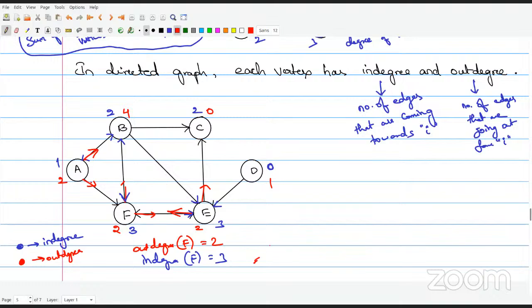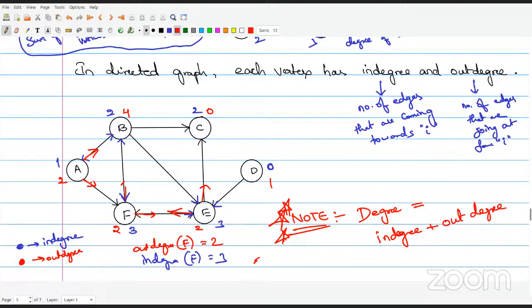Okay, so this is how we can compute in degrees and out degrees for a directed graph. And the most important thing: never ever say that degree of a vertex is equal to in degree plus out degree. This is the big blunder in graph theory.